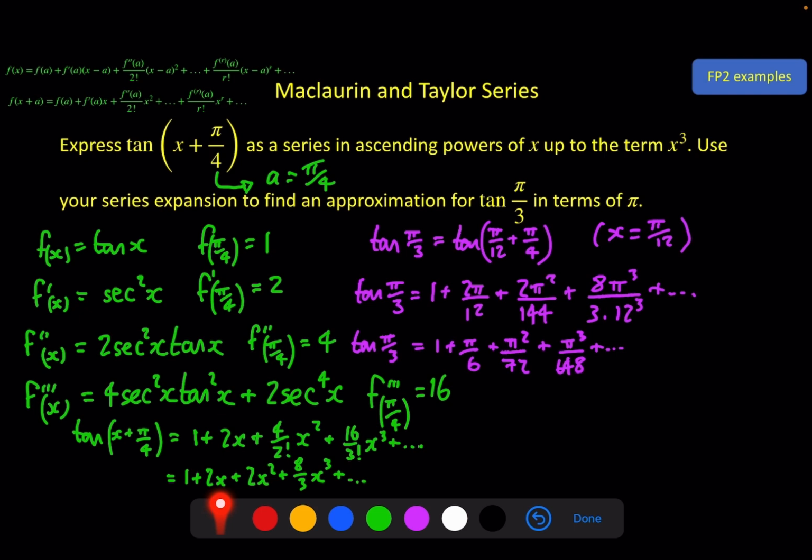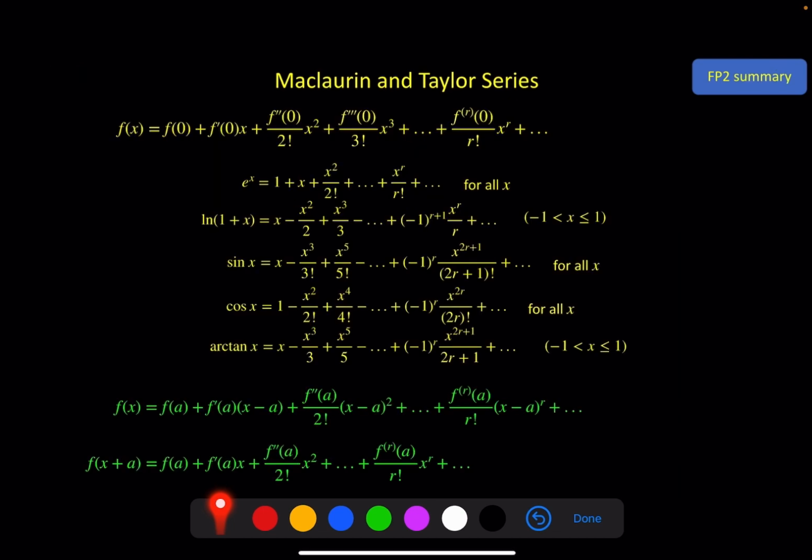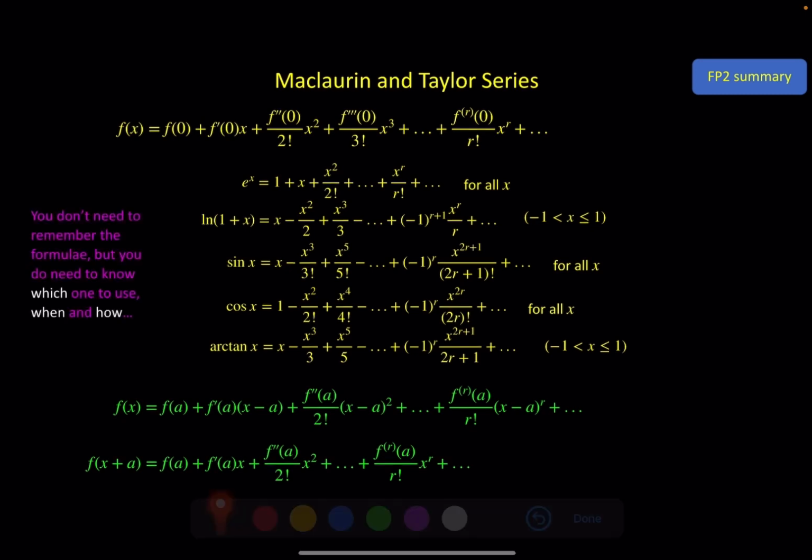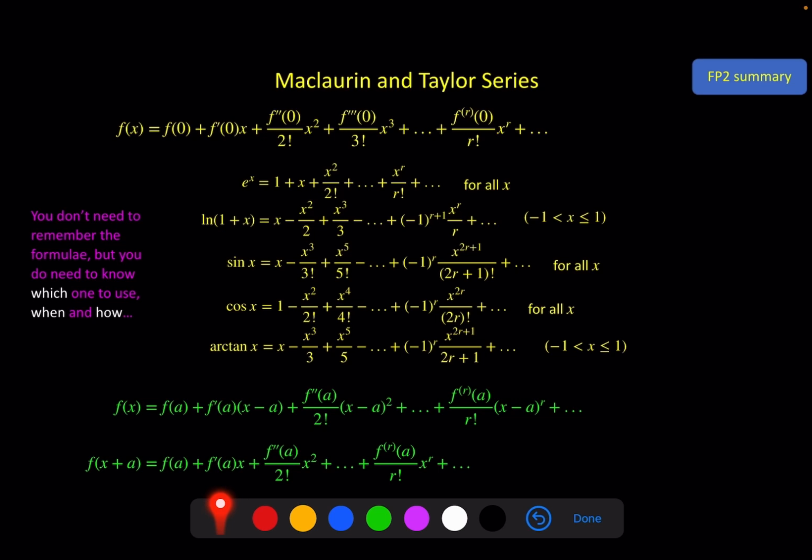A quick summary then. We've done 3 major things: Maclaurin series here, Taylor series here, and the second form of Taylor's here. And then we've also got in the formula booklet these 5 specific examples of Maclaurin series given to you to use. All of these are in the international formula booklet, and all of the ones in yellow are in the UK formula booklet. You don't need to remember them, but you do need to know which one to use when. Big clues in the question for that. Read the questions carefully, and of course you need to know how to use them, being able to manipulate them as we've done in the examples.